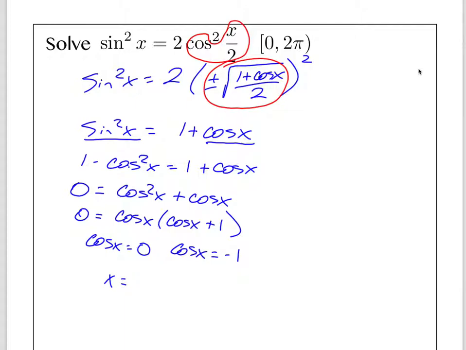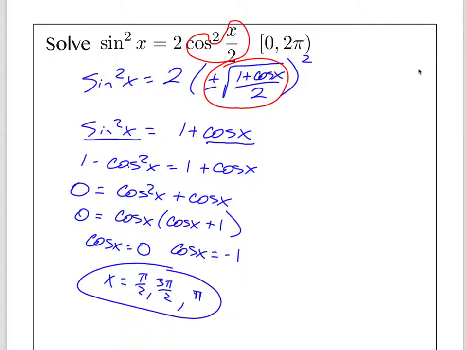So when does cosine equal 0? Pi over 2 and 3 pi over 2. And when does cosine equal -1? Pi. So pi over 2, 3 pi over 2, and pi are my solutions to this trig equation.